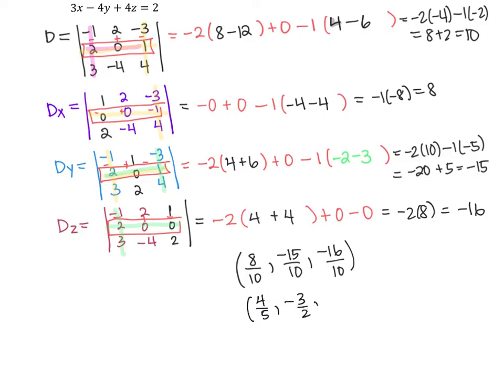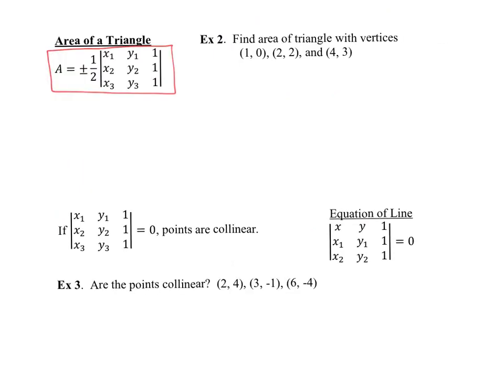-3/2, -8/5. This is the same answer as if I had used row echelon form or elimination or substitution or whichever method I prefer. Okay, now the next application involves the area of a triangle.